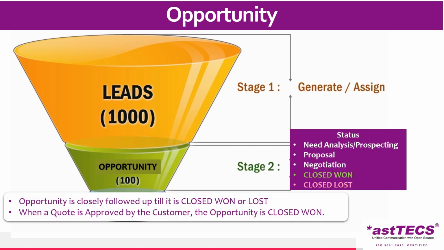The second stage is opportunity. The statuses are prospecting or need analysis, proposal when a quote is submitted, negotiation stage when the customer is finalizing the commercials. More than one quote or proposal can be given for an opportunity. Once the customer accepts the quote and issues a purchase order, the opportunity is closed and won. If the customer rejects the proposal, the opportunity is lost. Reason for such loss also needs to be indicated.